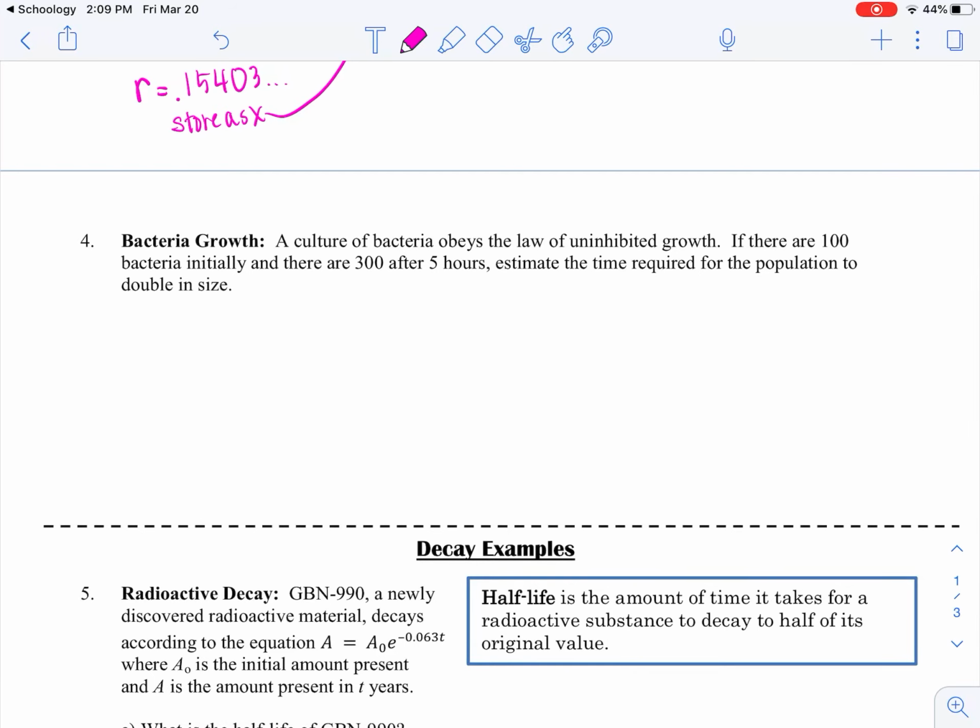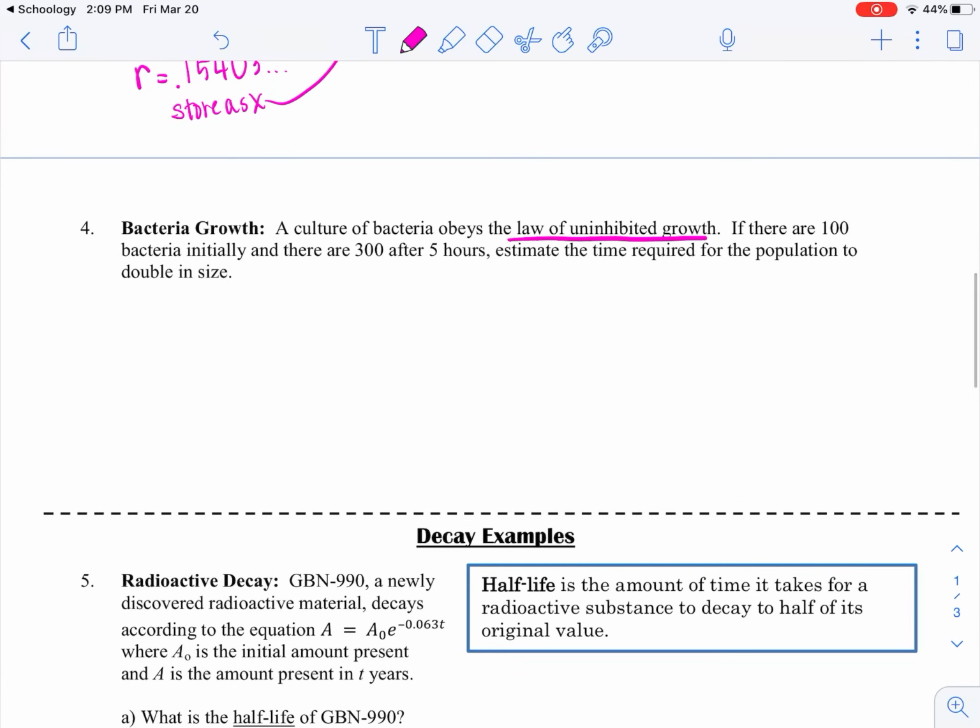All right, bacteria growth. A culture of bacteria obeys the law of uninhibited growth. PERT. If there are 100 bacteria initially and there are 300 after 5 hours, estimate the time required for the population to double in size. So, this is all too real right now, isn't it? But let's do this problem here.